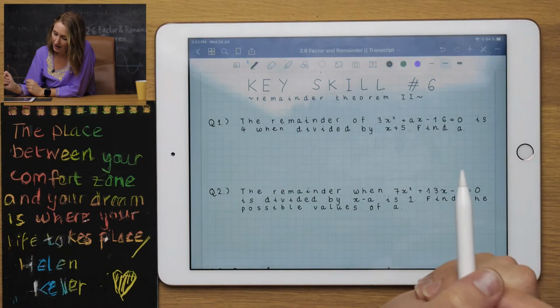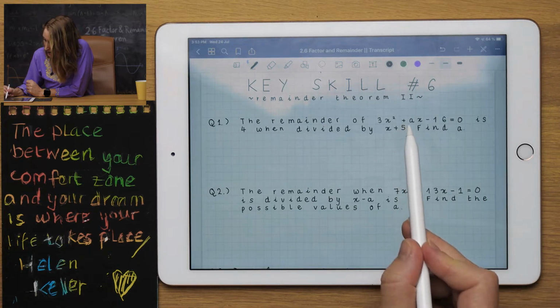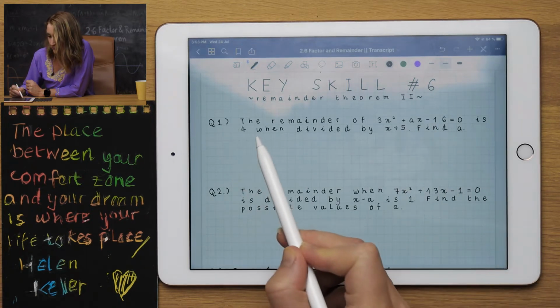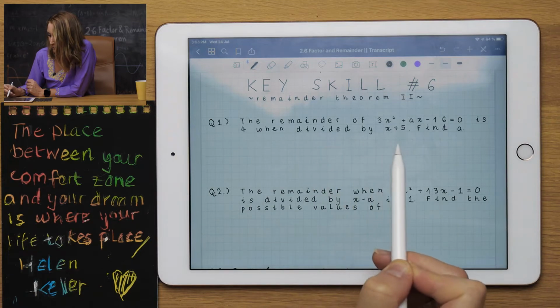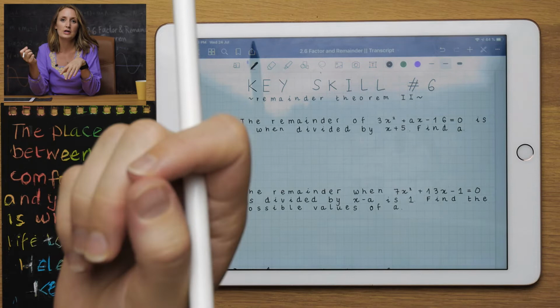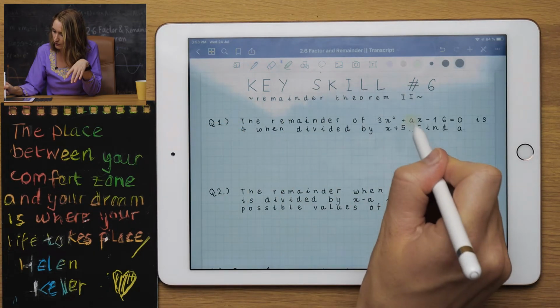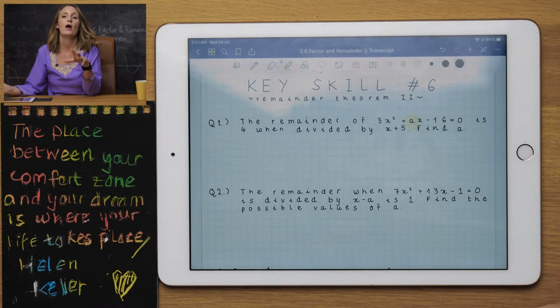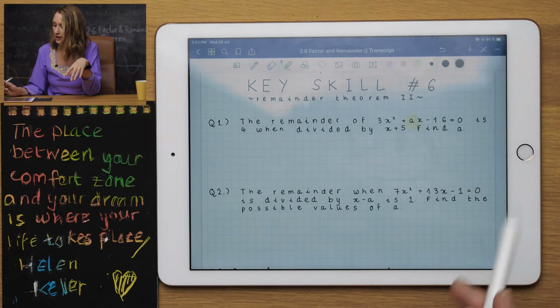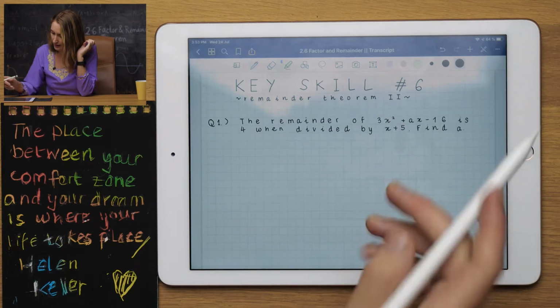Okay. Question 1. The remainder of 3x squared plus ax minus 16 is 4 when divided by x plus 5. Find a. This is quite a common exam style question where they give you a polynomial with some unknown coefficients. So we've got something like an a here, and we have to work out those using the remainder theorem. Okay, let's go.